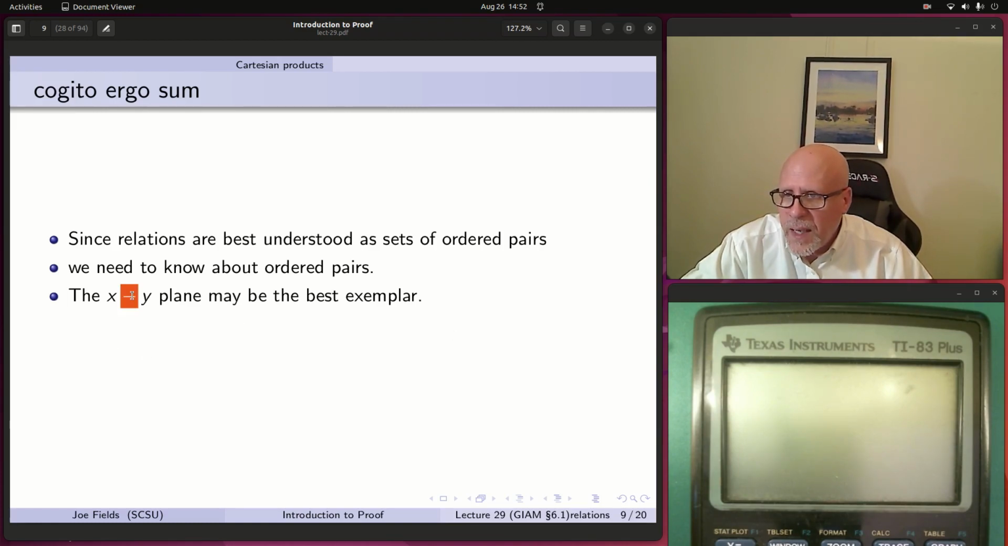Typographic note, that is an M dash right there, not a minus sign. So I'm not talking about the x minus y plane, but the plane that is determined by the x and the y axes.